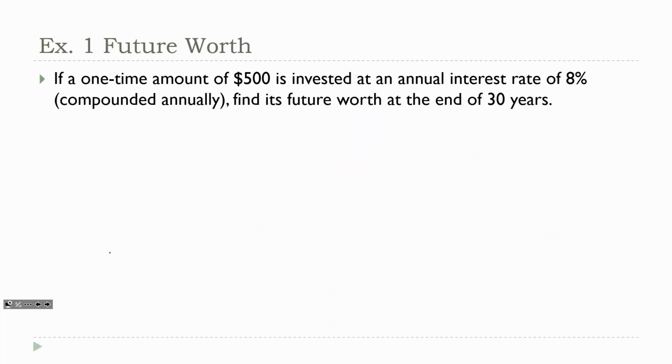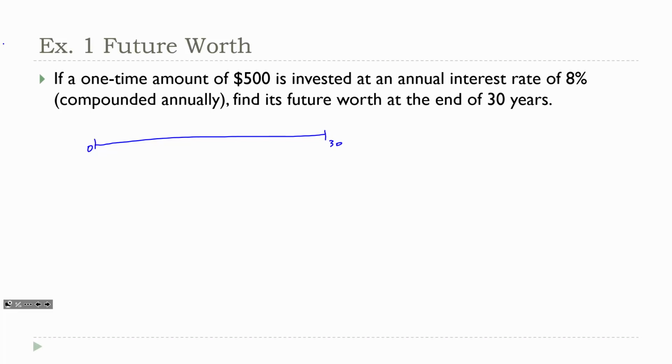So let's look at some calculations. If we have a one-time amount of $500 invested at an annual interest rate of 8%, compounded annually, find its future worth at the end of 30 years. So we're going to have a timeline, again, that starts at 0 and goes all the way to 30.